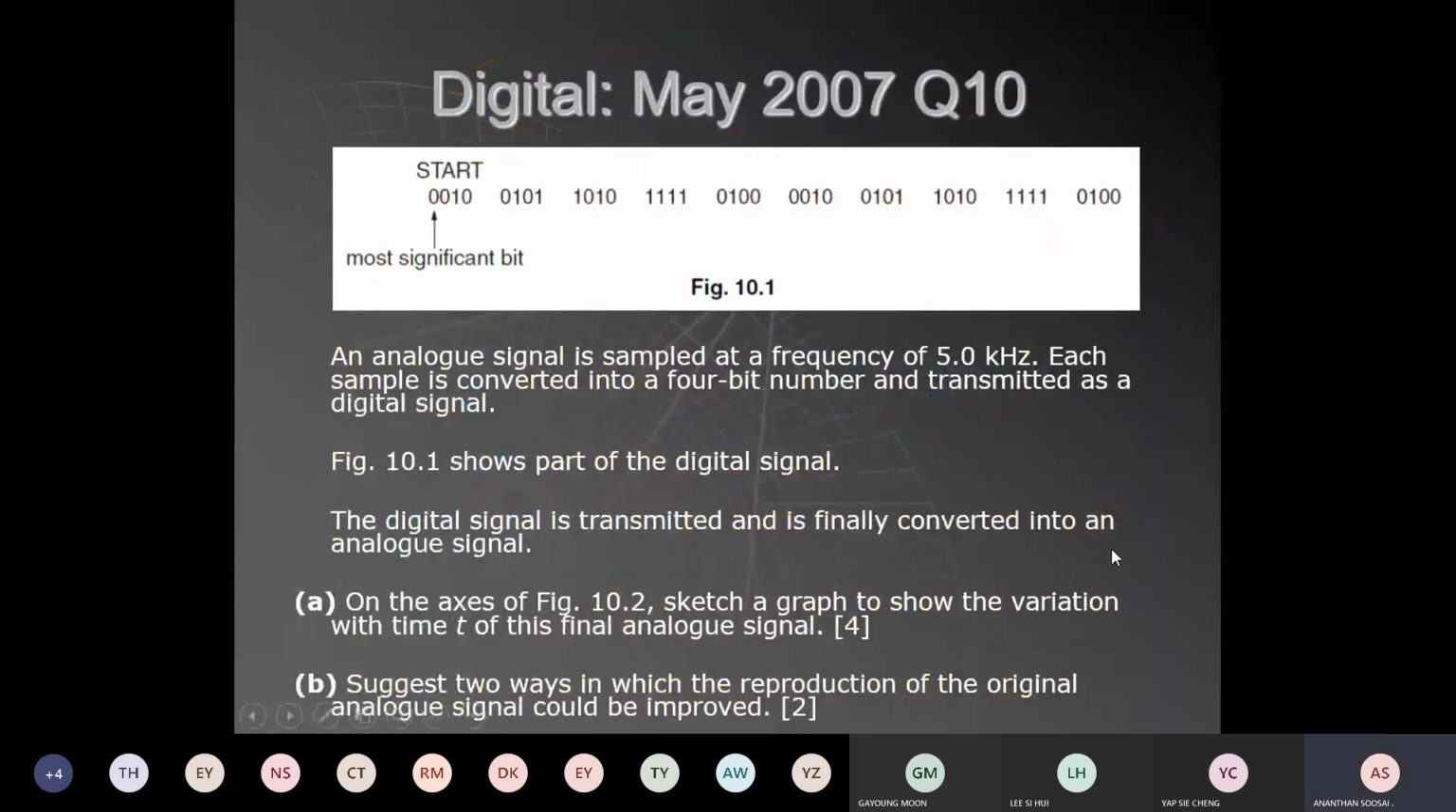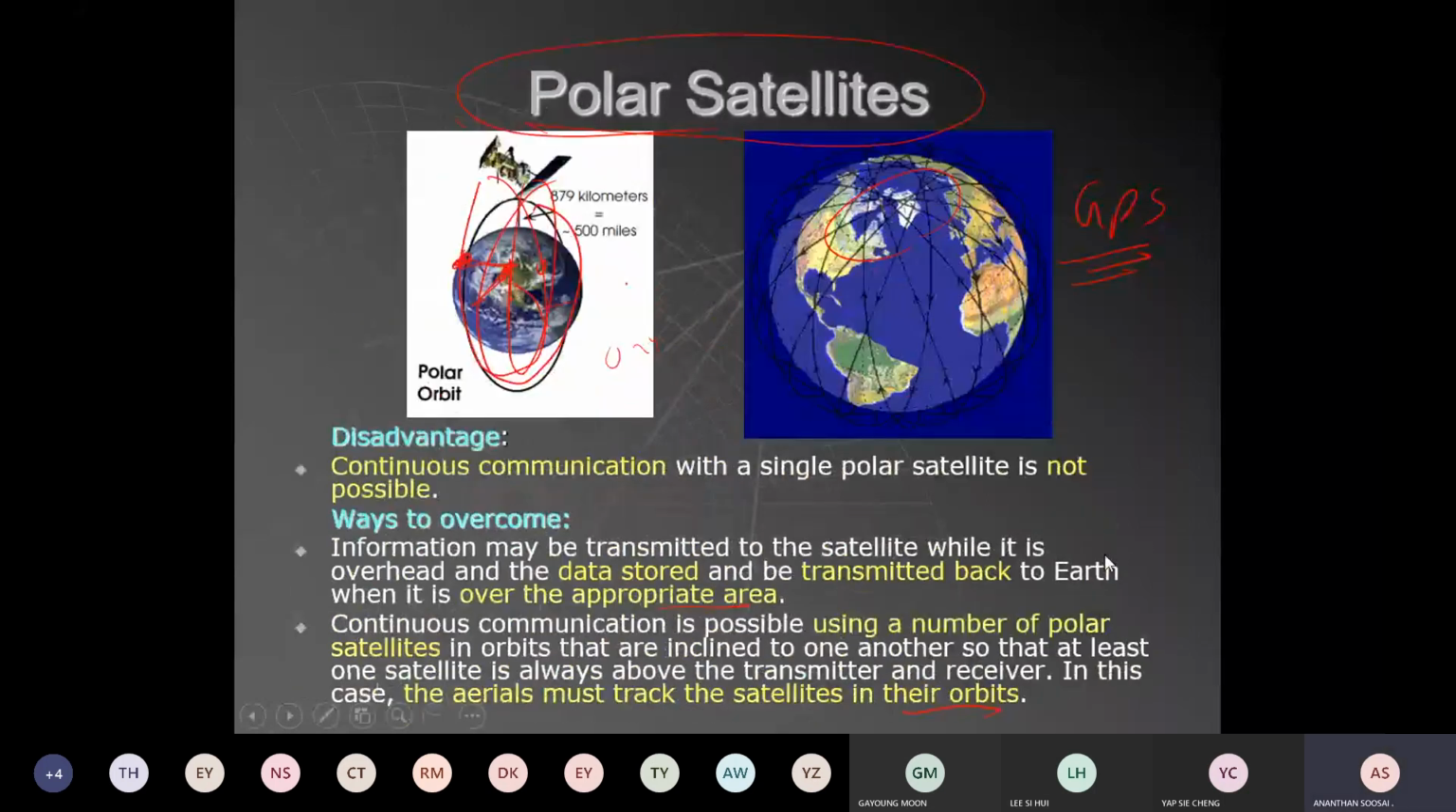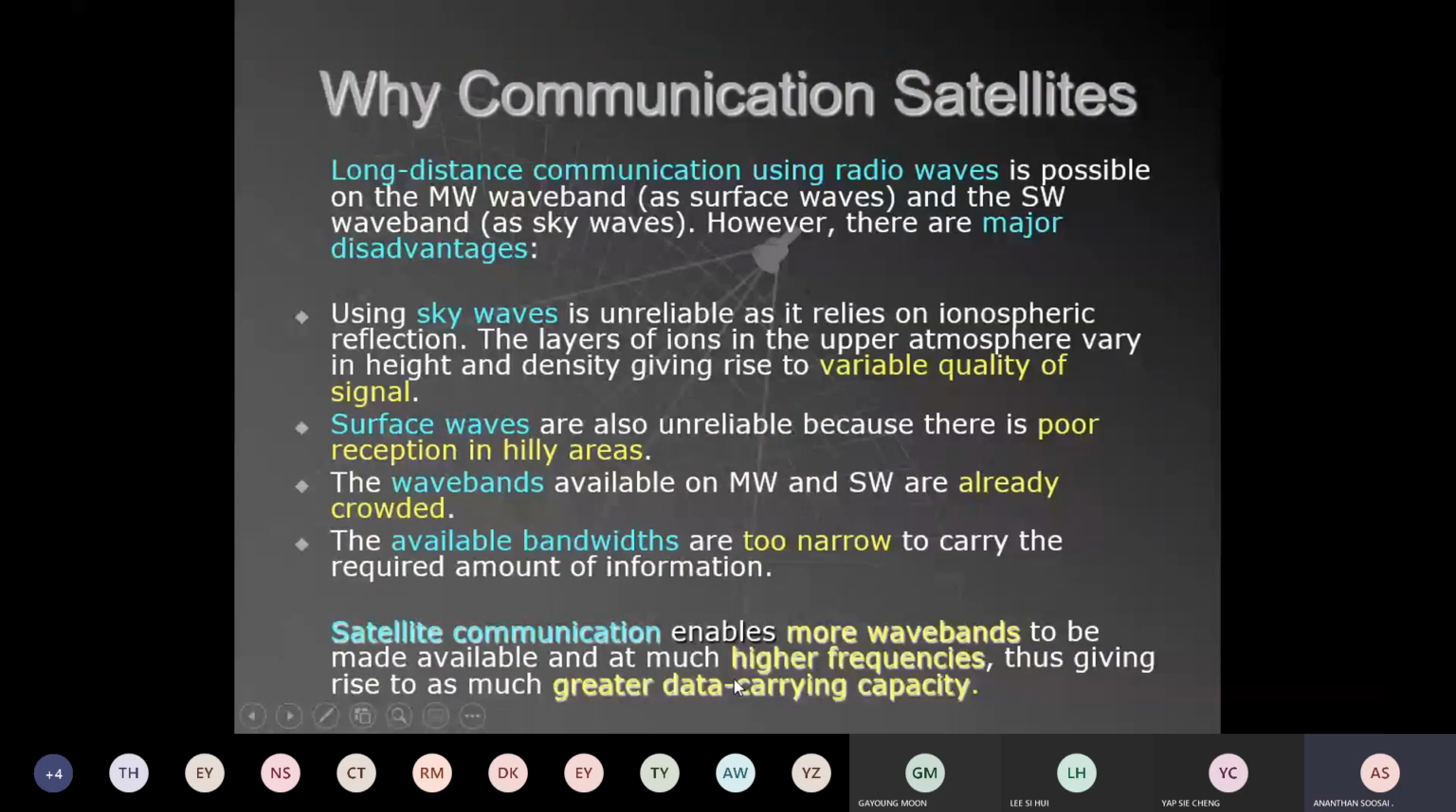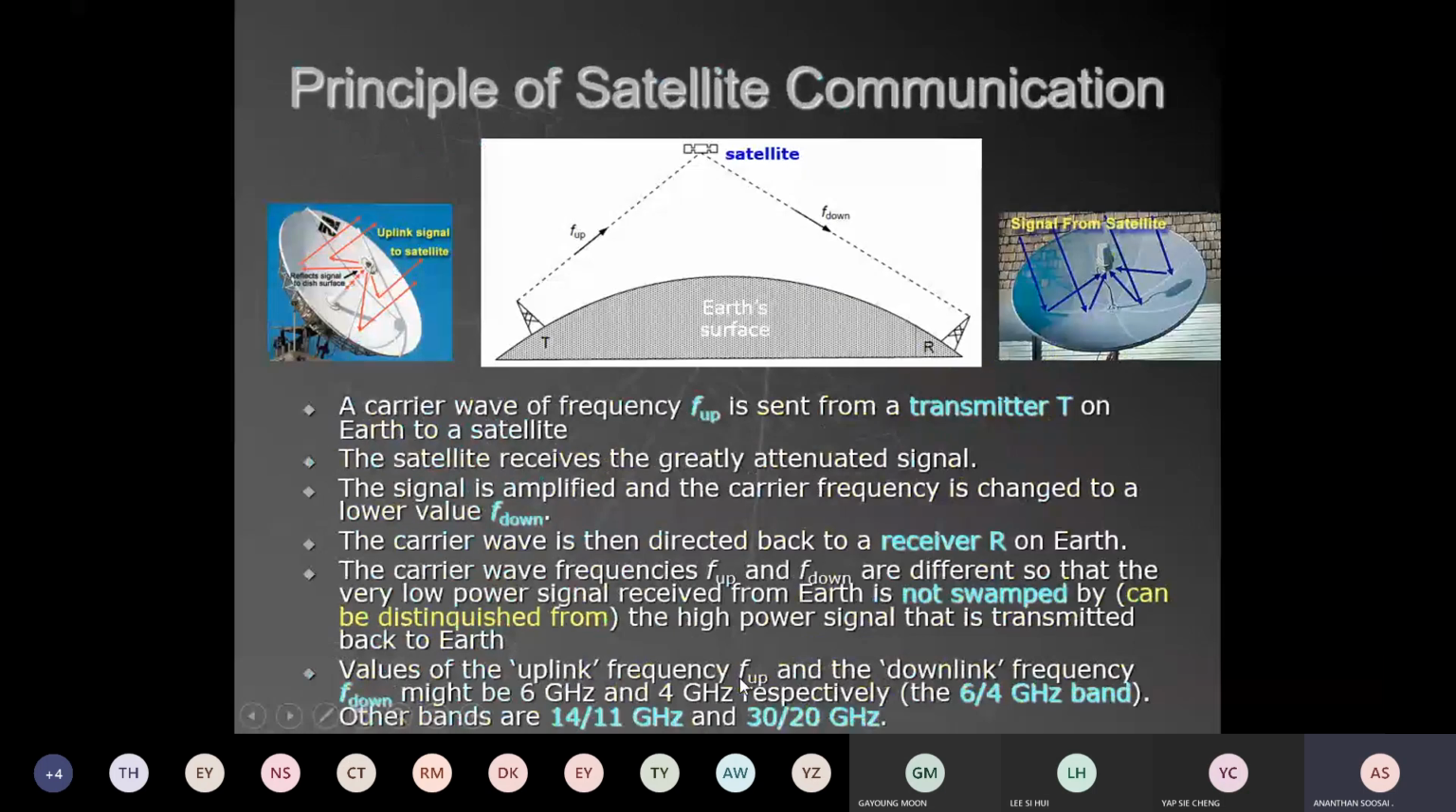Okay, so that's all about satellites. Guys, any questions so far? So these are facts to remember. We're done with satellites already, so read through to understand about the satellite.